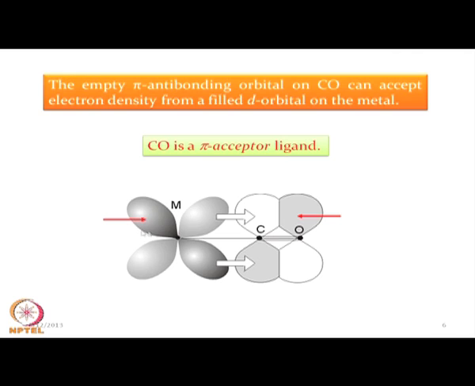So, if we push some electron density from the metal orbitals to this empty vacant pi star orbital of the carbon monoxide, the carbon monoxide bond order will decrease and the bond length will increase, which can be nicely shown in terms of the corresponding stretching frequency in FTIR. Fourier transform infrared spectroscopy can be utilized to detect that interaction.